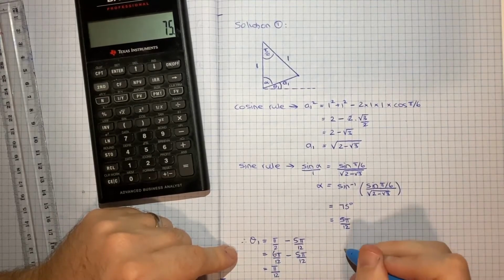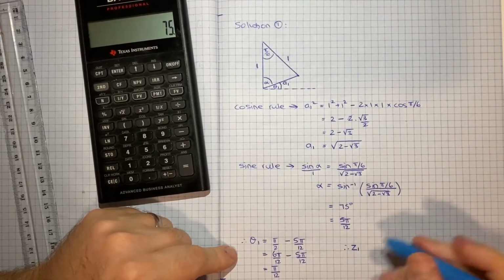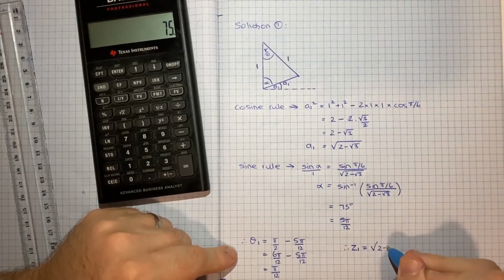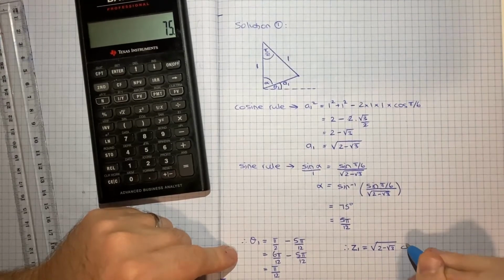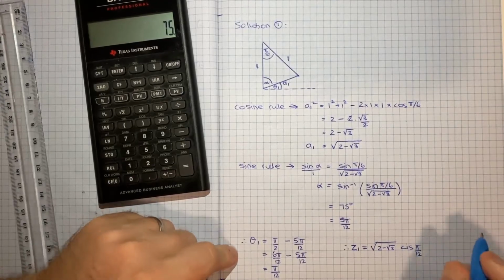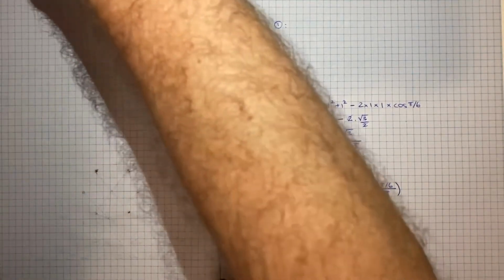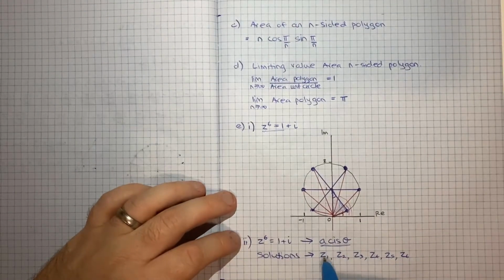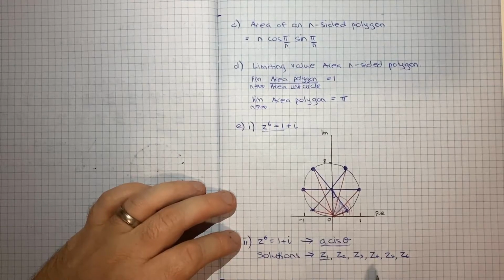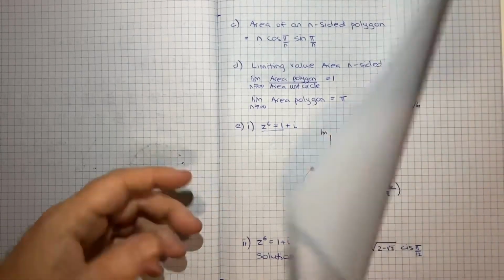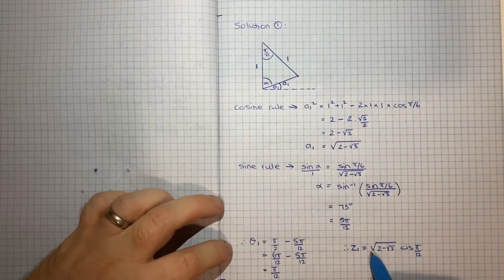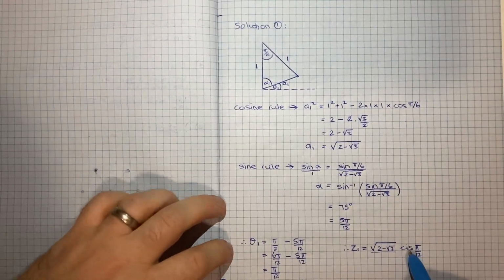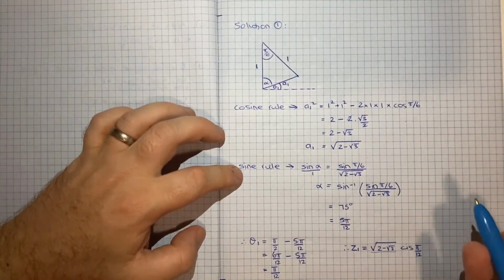So therefore, we can say that Z1, our first solution, is equal to root 2 minus root 3 cis pi on 12. And remembering that's the format that we've been asked to state all of our solutions. So we've done one of them. A cis theta is root 2 minus root 3 cis pi on 12. Alright, so that's Z1, 1 down, 5 to go.